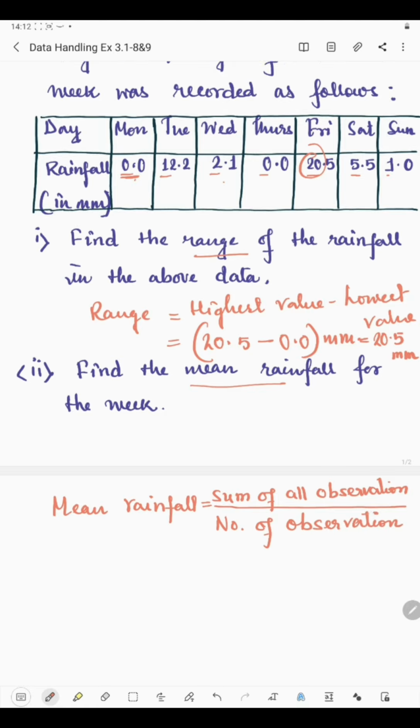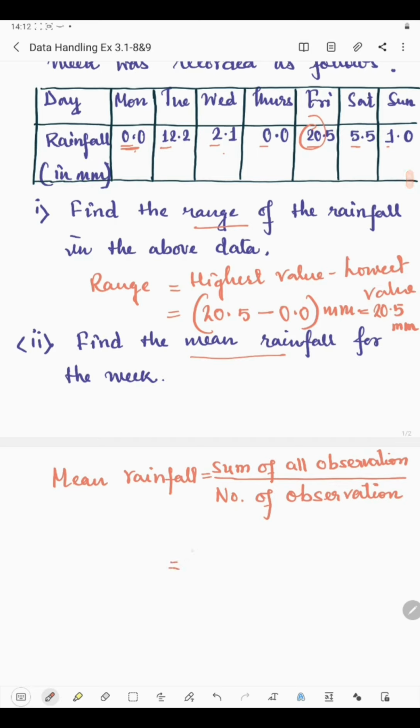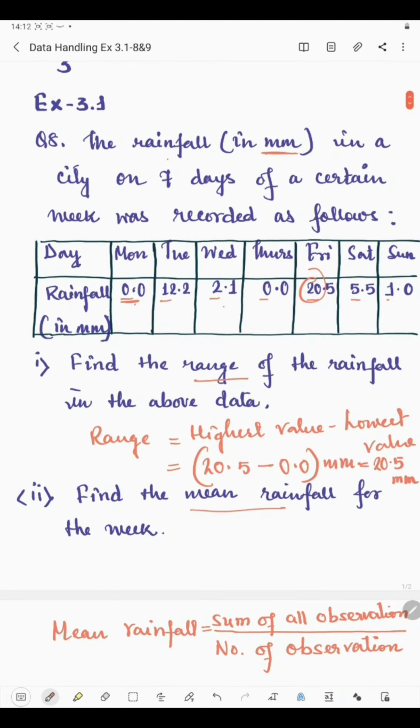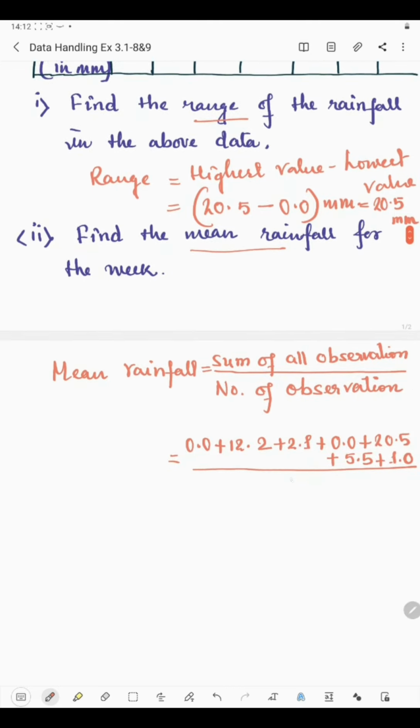Okay, so we will add all these: 0.0 plus 12.2, next we have 2.1, then we have 0.0, then 20.5, then 5.5 and at last we have 1.0. Now divided by the number of observations. Instead of counting all the numbers, it is already given that it is the amount of rainfall on 7 particular days, right? So it will be divided by 7.